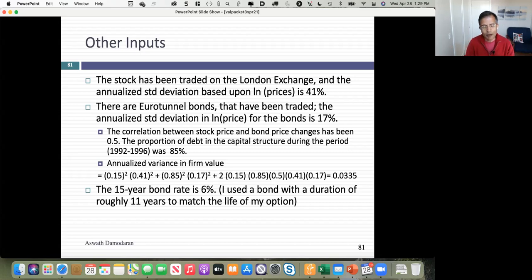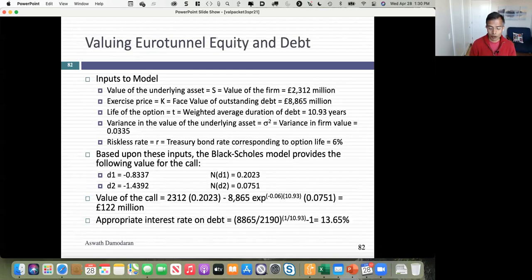And then I said, what would the variance in value be if I looked at a portfolio of both stocks and bonds? And this company was 85% debt, 15% equity. The variance I got in firm value based on observed standard deviations was 0.0335. What does that mean? The 2.3 billion pound firm value could change fairly dramatically over time because there's uncertainty about the value. I'm ready. I have all of my inputs lined up.